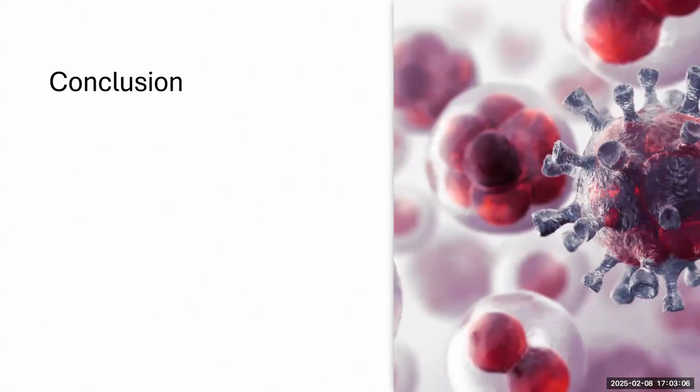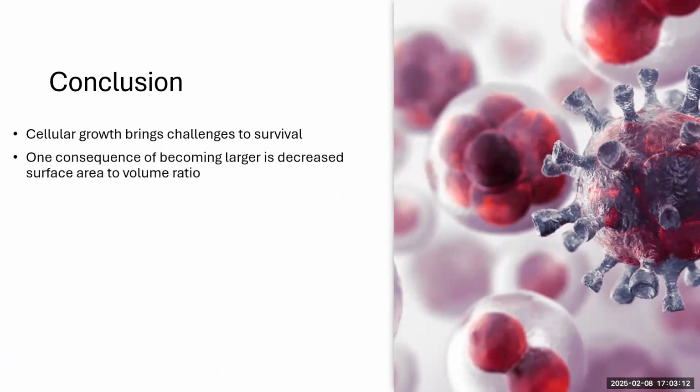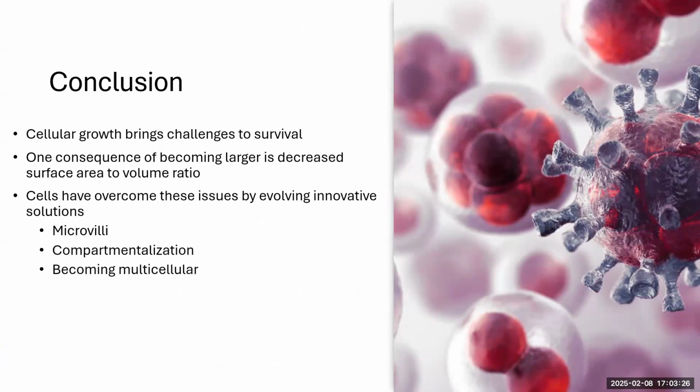So let us conclude. Today we would have learned that cellular growth brings challenges to survival. One consequence of becoming larger is decreased surface area to volume ratio. Cells have overcome these issues by evolving innovative solutions such as microvilli, compartmentalization, and becoming multicellular.